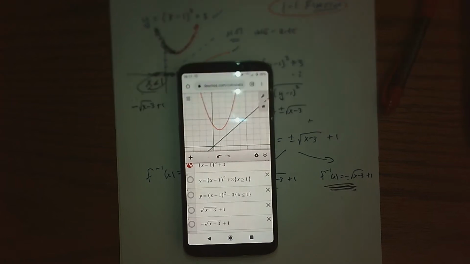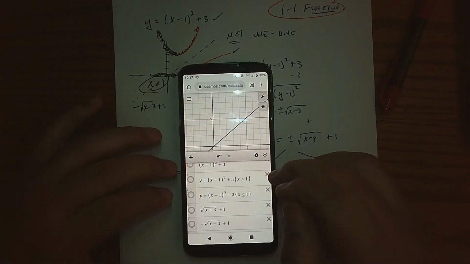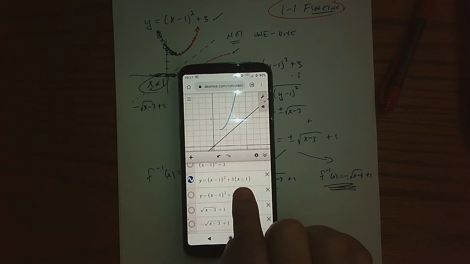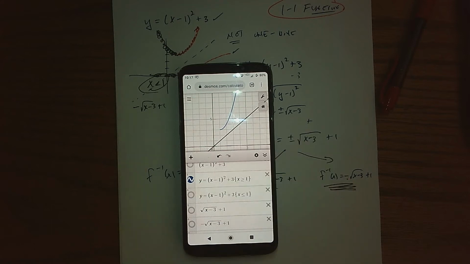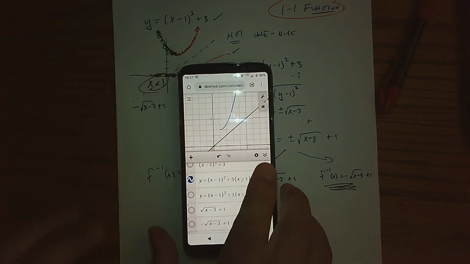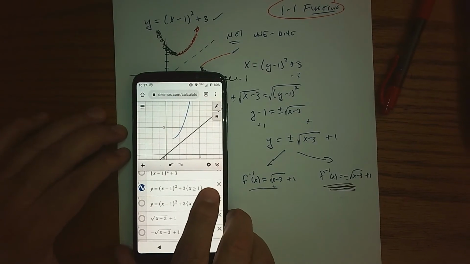We know that it's not 1 to 1. But what I have learned is how to fix that: I can restrict the domain. So there's the same graph, but now restricted to x greater than or equal to 1. With that restriction, we got rid of the other half of the parabola, so now it's 1 to 1. And which function is that going to be an inverse of?